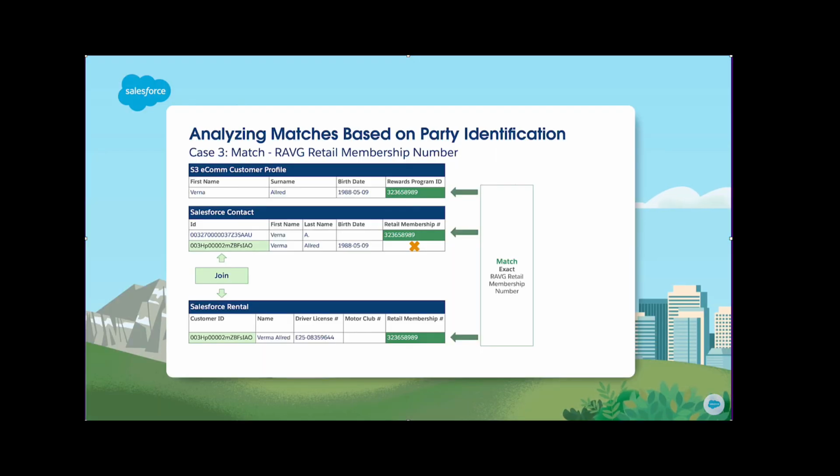Here, there is an exact match based on the rewards program ID and retail membership numbers. You can see 3 party identification records with the same RAVG retail membership values in the identification number. The values in party are the same values you see for individual ID based upon the unified individual page. This illustrates matching records with the same party identification type, name, and number to create one unified profile.